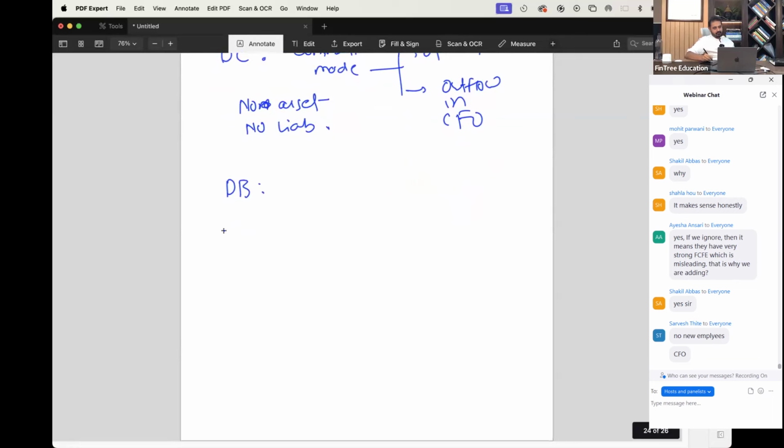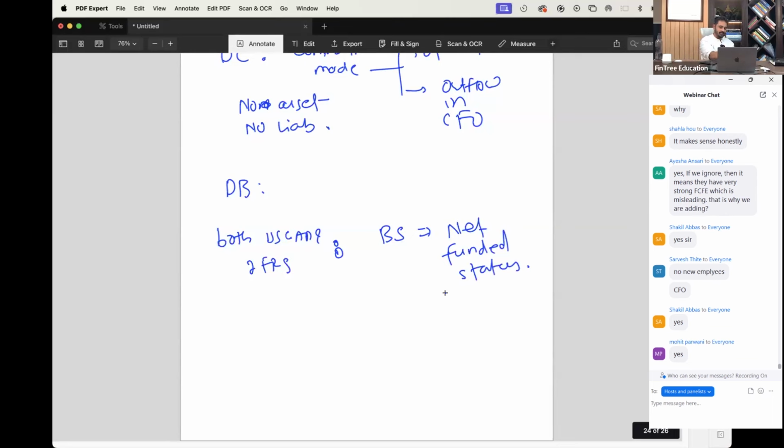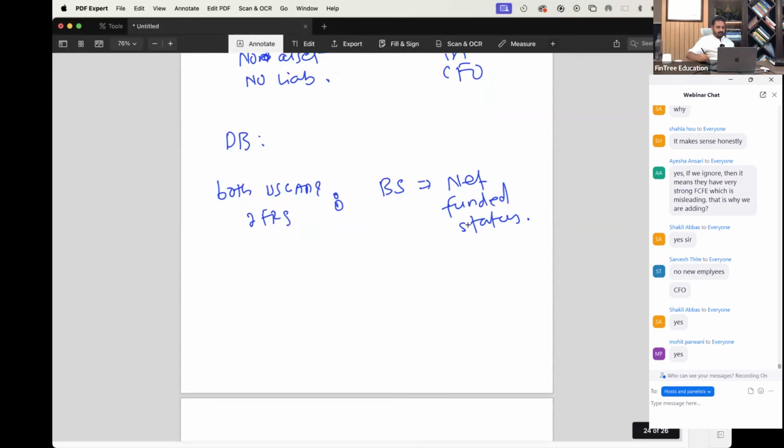Defined benefit plan, under both US GAAP and IFRS. On the balance sheet, we show the net funded status. You know that, right? This is from Level 1. Net funded status means assets minus liabilities. If the assets are more, we just show the net asset. If the liabilities are more, we just show the net liability. So I'm not spending more time on it.